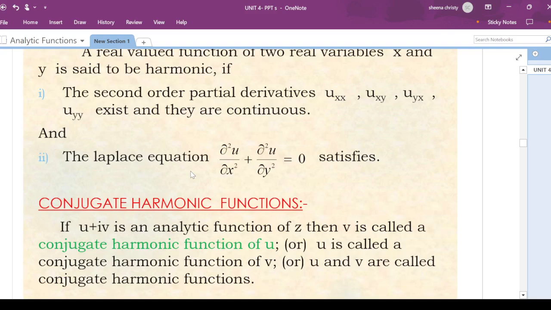What do you mean by conjugate harmonic? Conjugate harmonic means if f(z) = u + iv is an analytic function of z, then v is called a conjugate harmonic function of u, or u is called a conjugate harmonic function of v. And u and v are called conjugate harmonic functions of each other.